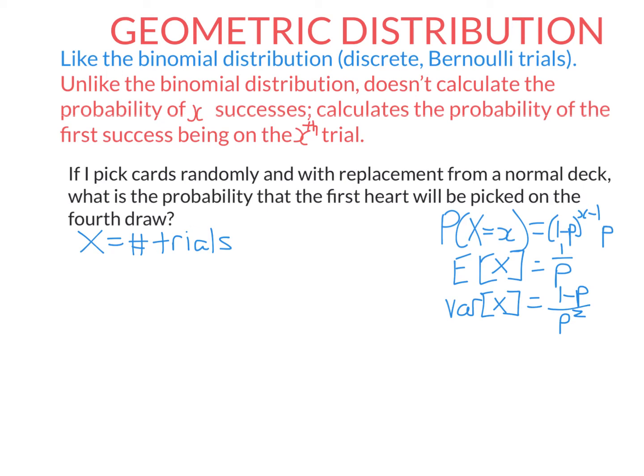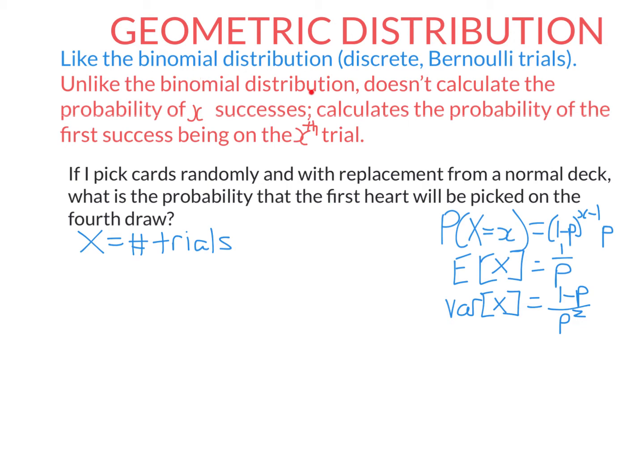Thank you so much for tuning into this video in which we will look at the geometric distribution. So this is another type of discrete probability distribution. We saw the uniform distribution and did a lot of work on the binomial distribution. Like the binomial distribution, the geometric distribution is discrete and involves multiple independent Bernoulli trials. So when things are done with replacement.